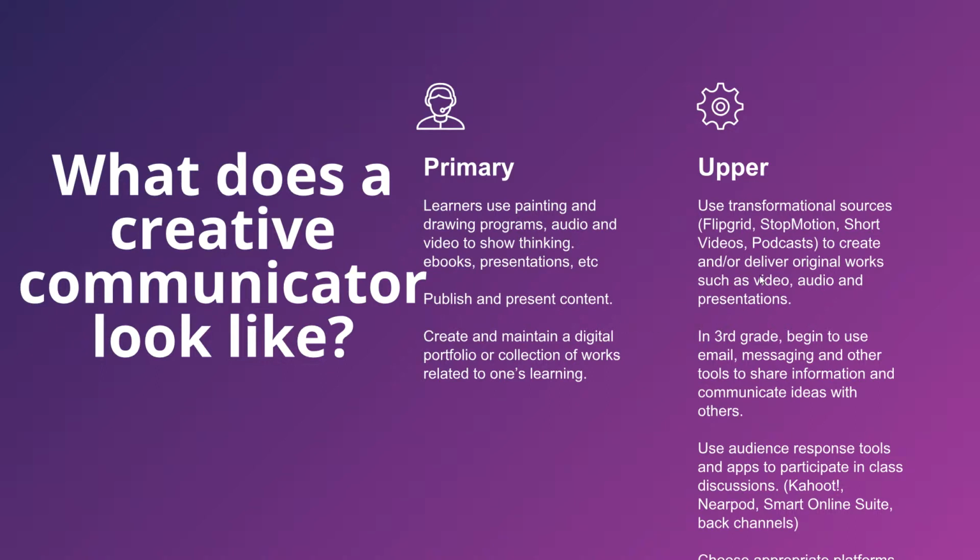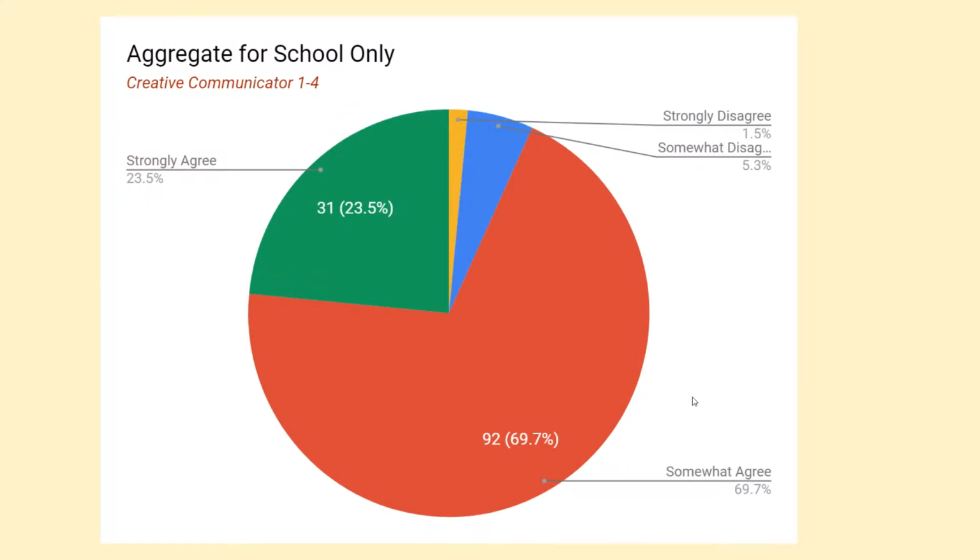Now the upper grades, we're looking at the end of second or the beginning of third. They're actually using transformational sources like Flipgrid, stop motion, short videos, podcasts to create and deliver original works. So in third grade, they begin to use email, messaging, and other tools to share information and communicate ideas with each other.